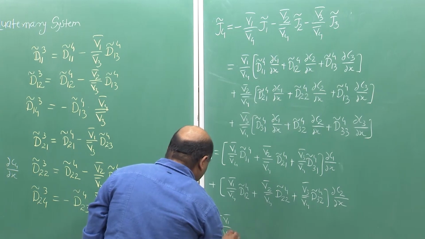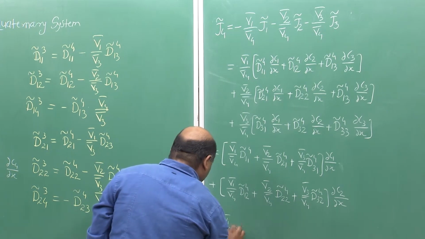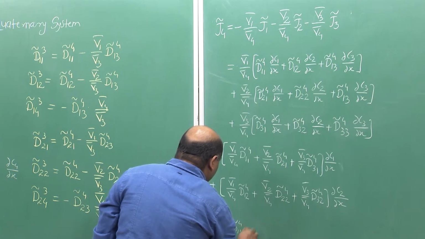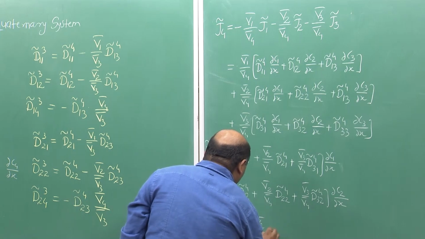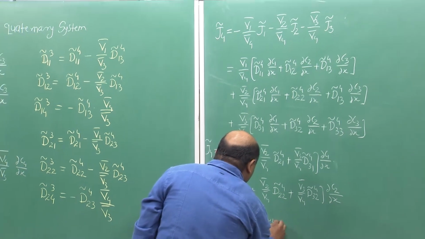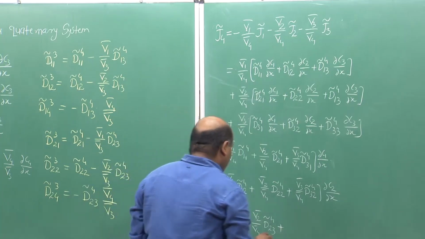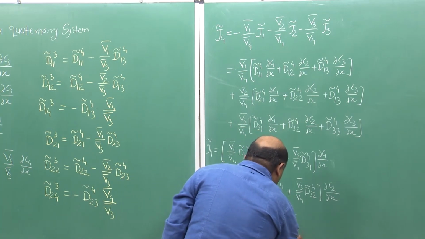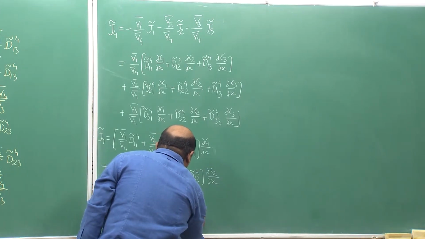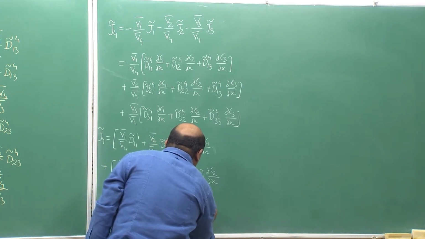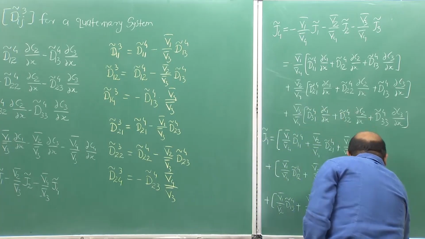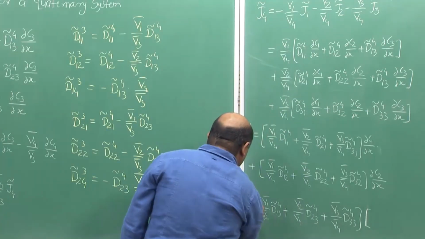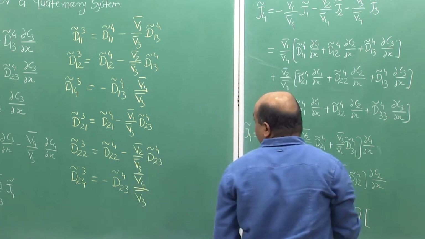V1 bar over V2 bar D13 tilde 4 plus V2 bar over V4 bar D23 tilde 4 plus V3 bar over V4 bar D33 tilde 4, and ∂C3/∂x is common and we again substitute for ∂C3/∂x, and this positive sign becomes negative.